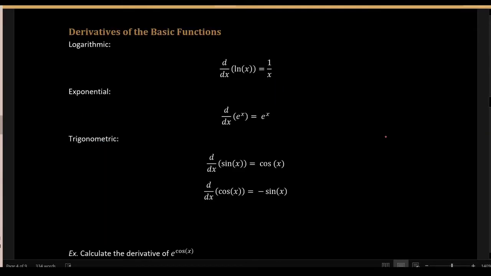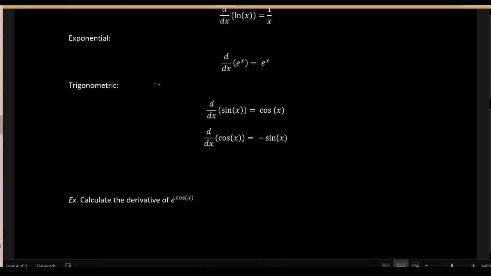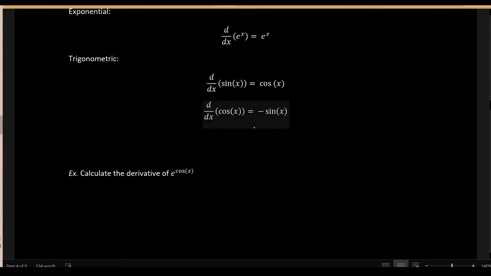Now we also had the derivatives of some basic functions. We had the natural log function, whose derivative was 1 over x. The exponential function, which was really unique because it was equal to its own derivative. And then the trig functions. The derivative of sine was positive cos, but the derivative of cos was negative sine.